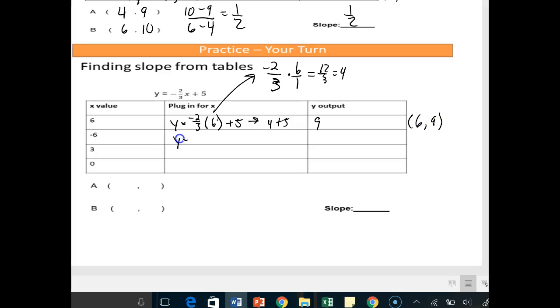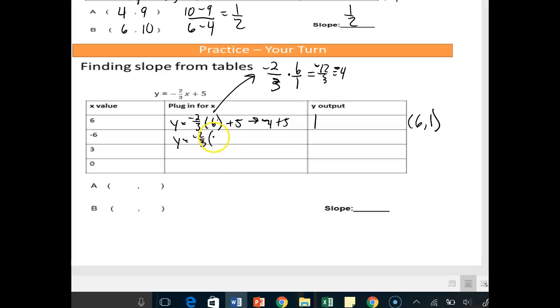Let's do another one. Y is equal to negative 2/3 times, oops, and I messed up. You know how I messed up? Because this was a negative 4, because it's negative 2 times 6, which is negative 12, divided by 3 is negative 4, my fault. So this actually changes this whole thing. It's 1, and your y output is 6, 1.